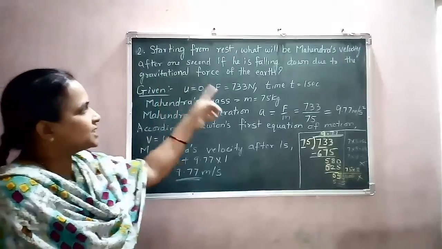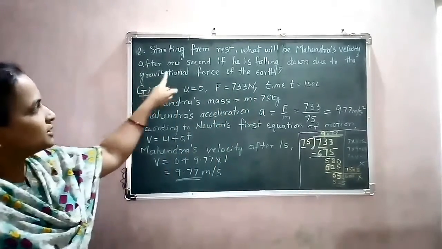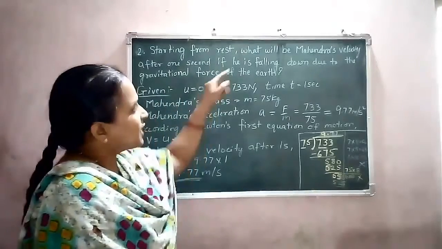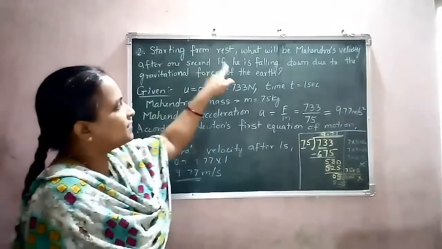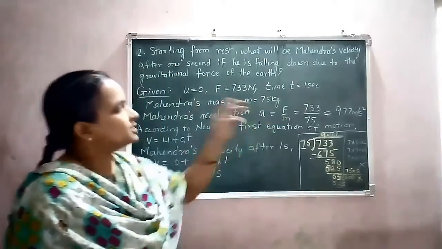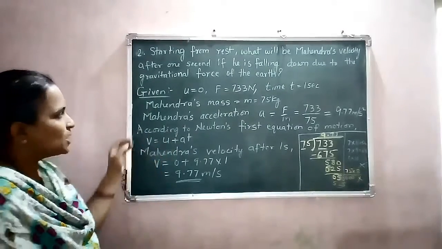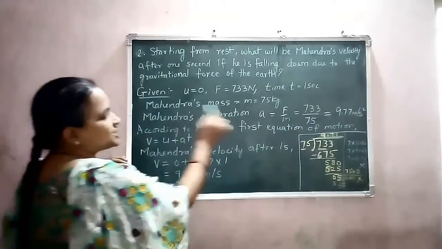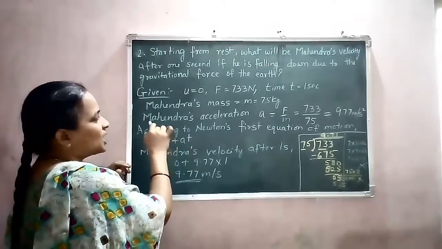The gravitational force, how much is it? Gravitational force is 733 Newton. Then what do you have to find? What will be Mahindra's velocity after 1 second if he is falling down? We have to find out Mahindra's velocity. First of all, we will see Mahindra's mass is how much? We know that Mahindra's mass is 75 kg.